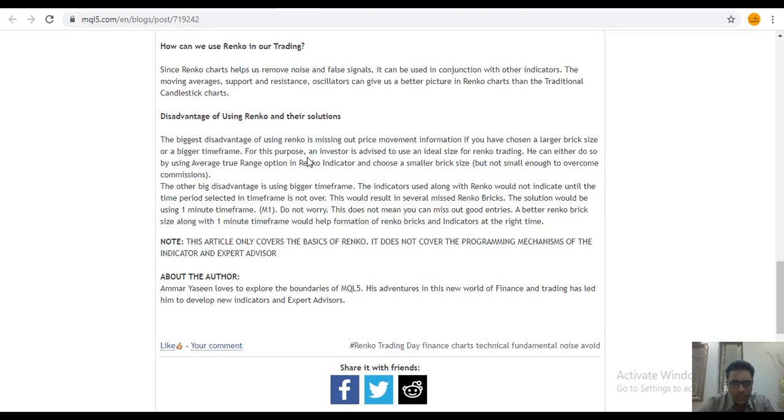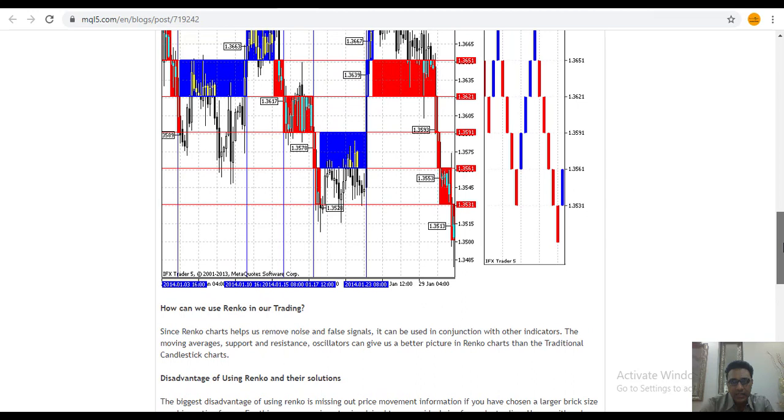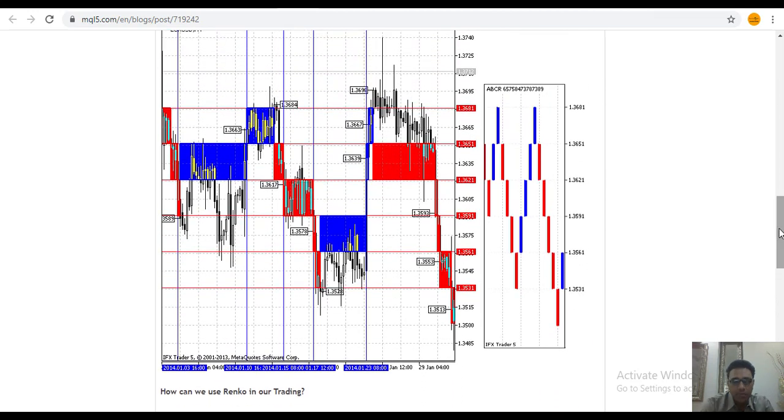Okay, for this purpose, an investor is advised to use an ideal size for Renko trading. He can do so by using the average true range option in the Renko indicator and choosing a smaller brick size, but not small enough that it fails to overcome commissions, right? Many people try to use a 2 pip brick size. A 2 pip brick size is a very, very small brick size, guys, so there would be a lot of movement in it.